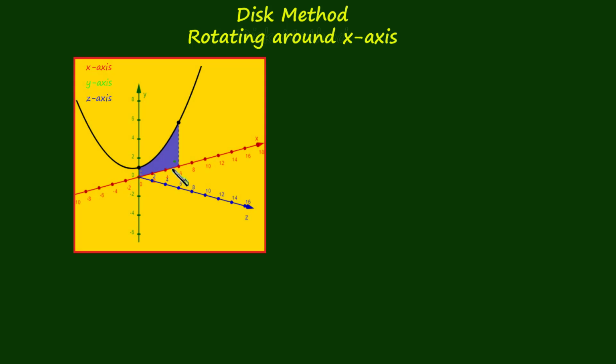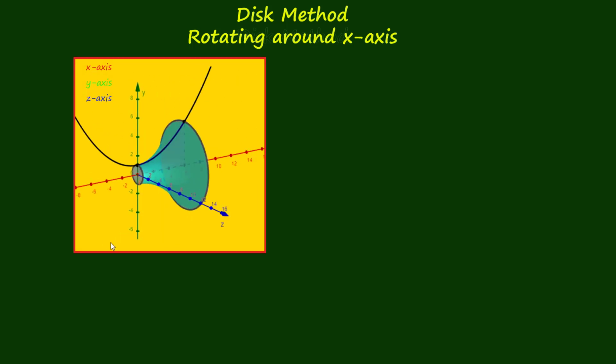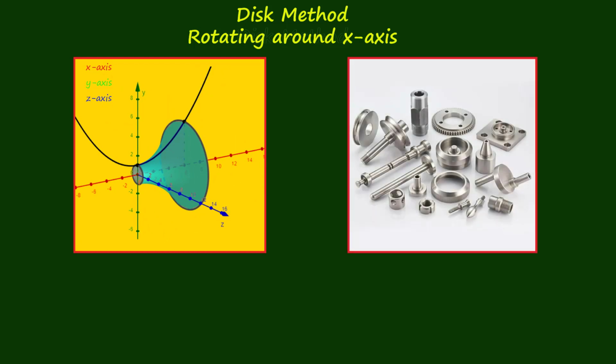Here, you see the blue area on the xy coordinate system. Let's rotate the curve about the x-axis. By doing this, we obtain a three-dimensional solid. The objects at the right-hand side are perfect examples of a solid of revolution. So, how can we compute the volumes of these objects?